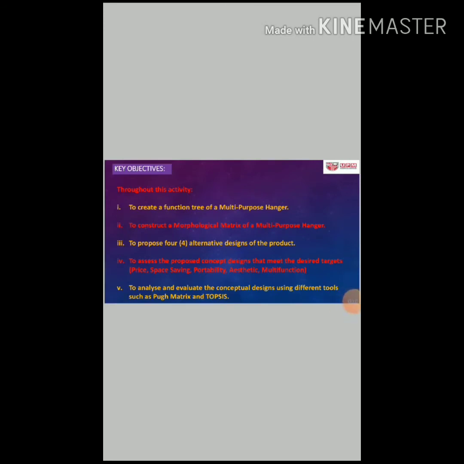Since this presentation contains additional content, in the key objectives throughout this activity I have added a fifth objective, which is to analyze and evaluate the conceptual designs using different tools such as Pugh matrix and TOPSIS. We're going to see how these two tools play their roles and guide our evaluations, and towards the end guide us to select the best option, which is far from risk or cost and very close to the benefits of a good product.